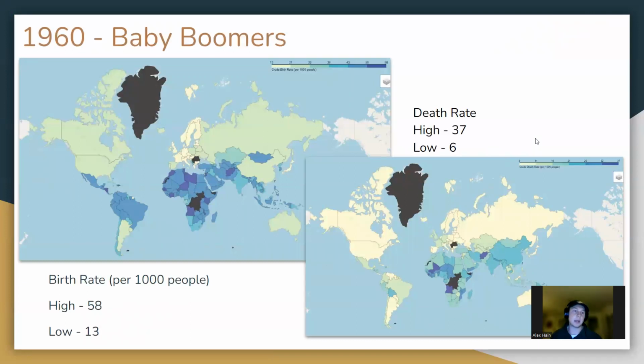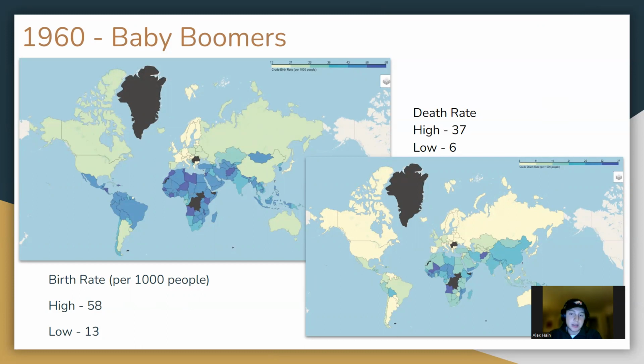So first I'm gonna talk about the baby boomers. For the data I'll be using, I looked at 1960 as the year I chose. And so here are some maps. You can see the birth rates and death rates in each country. Birth rates are on the left over here, and the death rates are in the lower right.